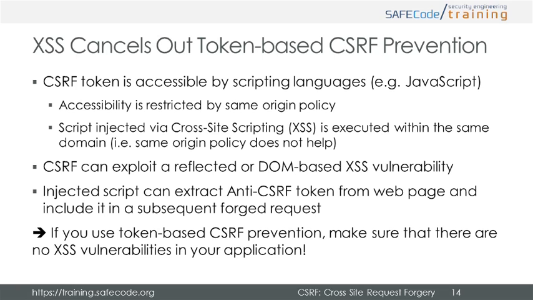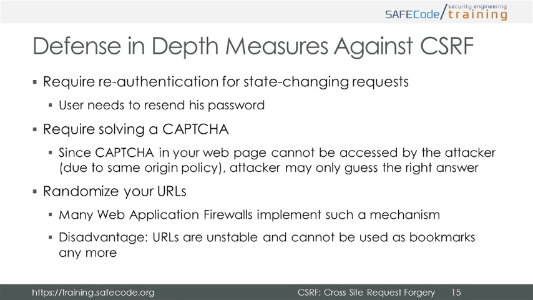If an XSS vulnerability exists in your web application, an attacker can inject malicious script into your web page that reads the CSRF token and includes it in a subsequent forged request. When this occurs, the CSRF token can no longer aid in identifying legitimate user-initiated requests at the server. Reflected and DOM-based XSS vulnerabilities are particularly dangerous, as they're easily exploitable by a single forged request embedded in an external website. There are alternatives to token-based CSRF prevention.